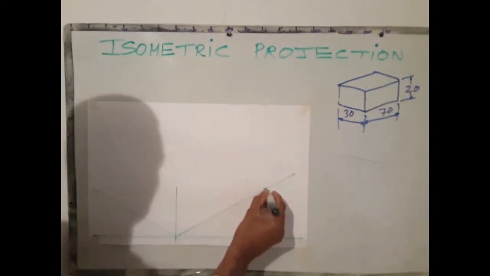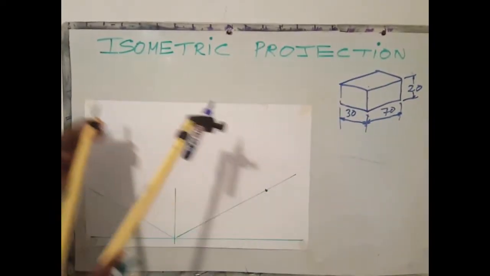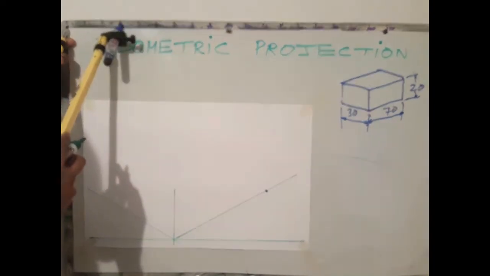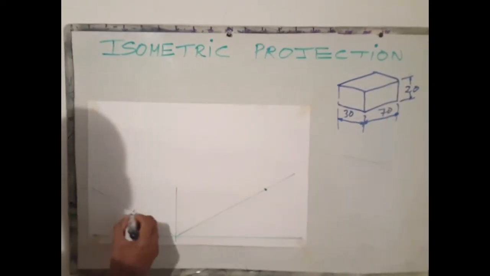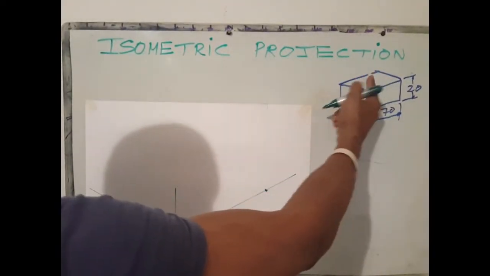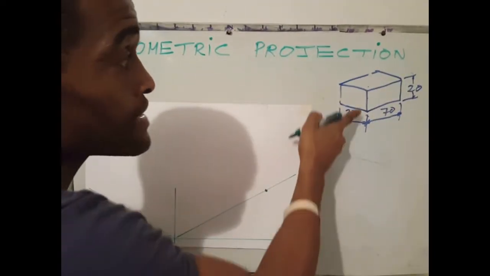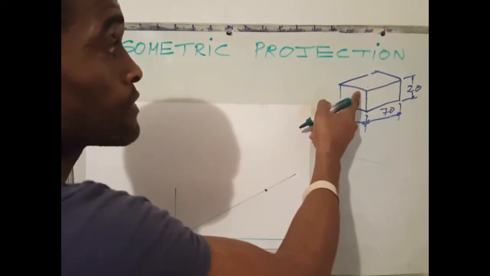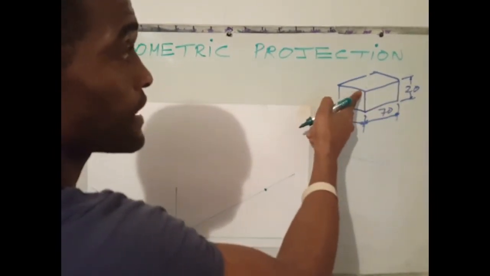Here is my 70 millimeter mark. On my left isoplane, 30 millimeters. Mark that point. On my vertical plane, we have 20 millimeters. We always mark off our height on the center line. Here is where we generate our height from. So even though that dimension is out here, we mark off the distance on this line, 20 millimeters.